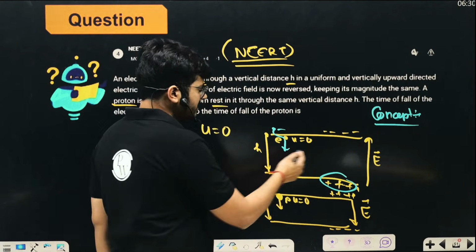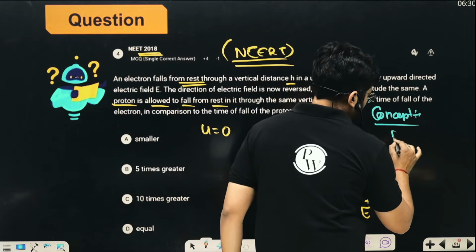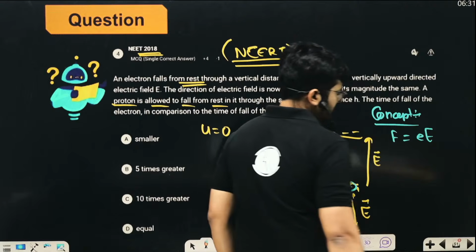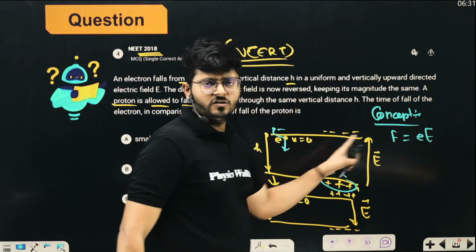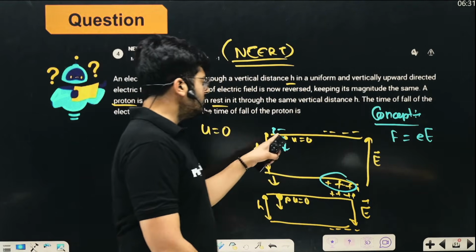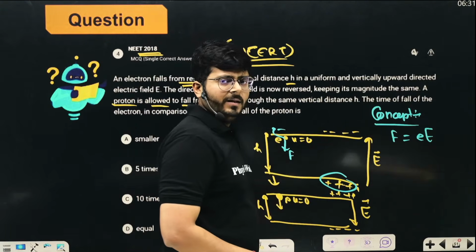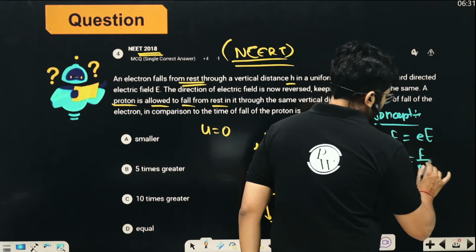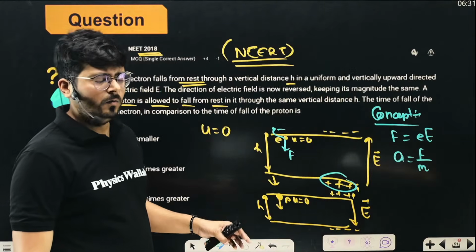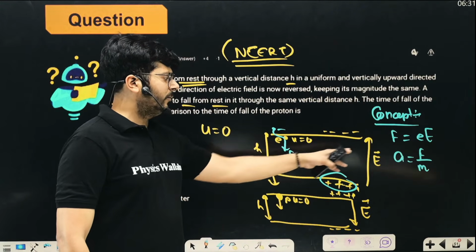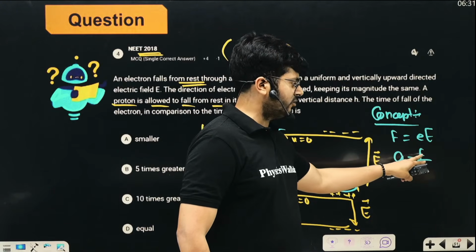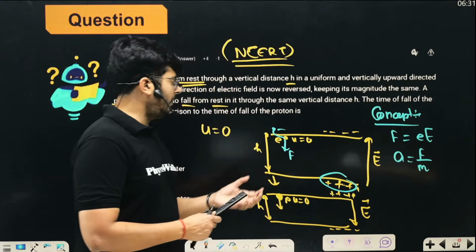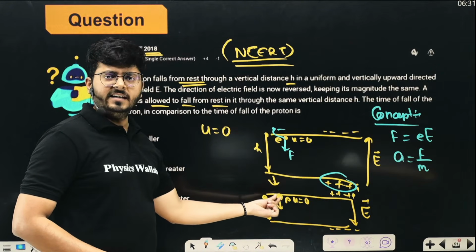And how much force is applied by the electric field on the electron? Force by the electric field on the electron will be E into Q, right? The charge on the electron is a small e. Because of the force, the electron will be accelerated with acceleration equal to force upon mass of the electron. You see that the electrostatic force is constant, mass is constant, so acceleration is constant. So the electron is moving between the plates at a constant acceleration.